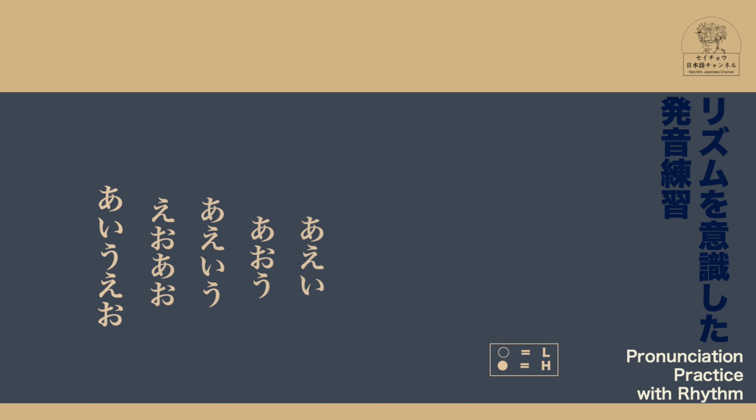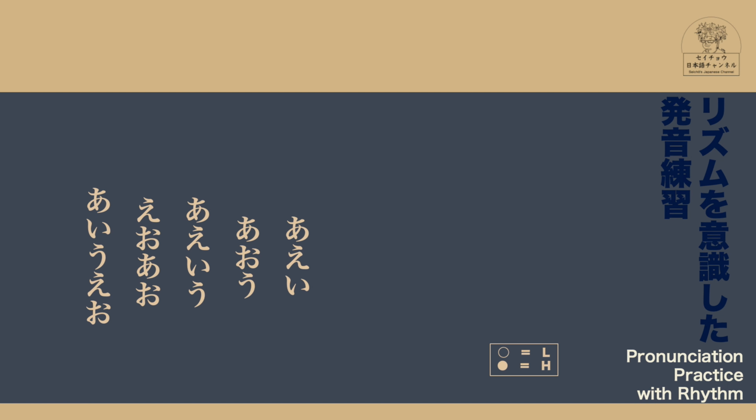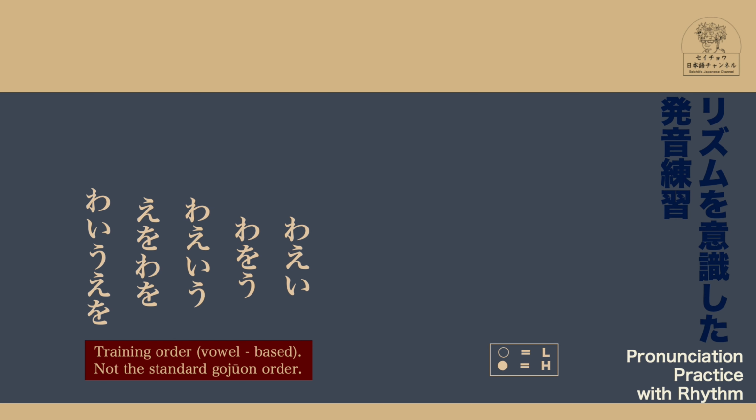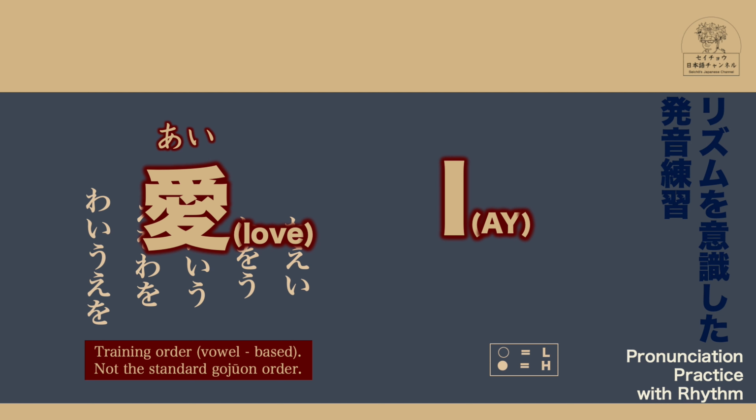As you progress, practice one line at a time, from kakeki, kakoku, kakekiku, keko, kako, kakiku, keko to wa e i, wa o u, wa e i u, e o wa o, wa i u e o. Once you're familiar with this rhythm and start paying attention to pitch, you'll stop pronouncing I like the English I. This exercise is also very helpful for memorizing Kana at the very beginning.